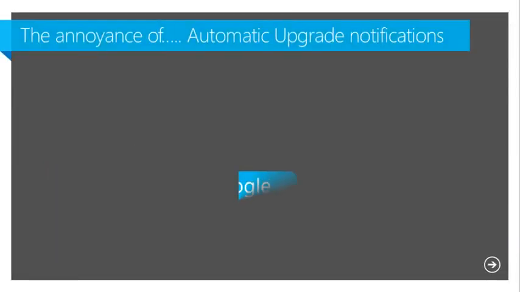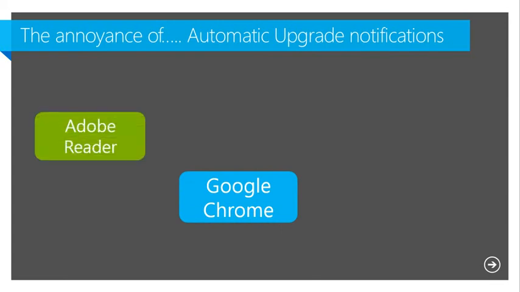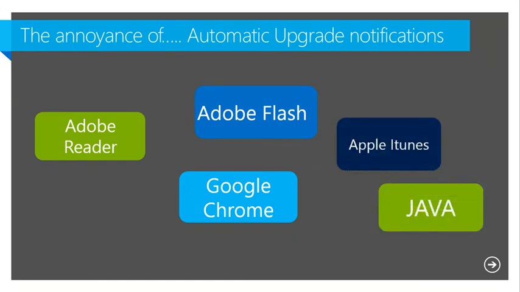That was the demo. So the annoyance of the upgrade notification, I mean, it really is a killer. Users are installing Adobe Reader themselves, Google Chrome, Adobe Flash, and so on and so forth. And we have just mentioned a few in here. And I don't know, how can we actually control these? Is there like a red line?